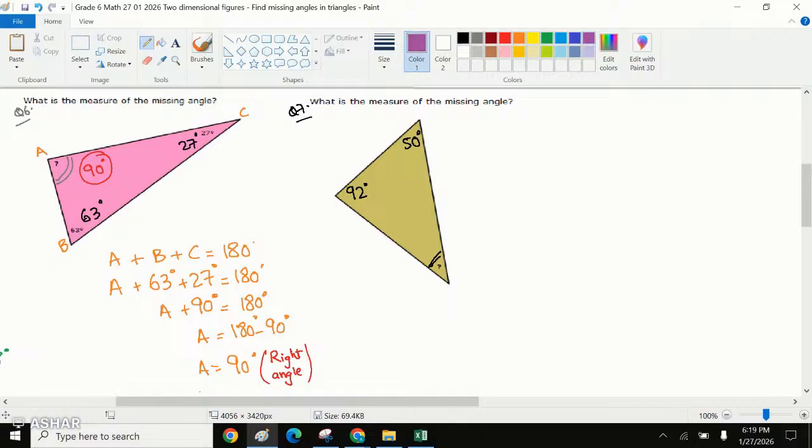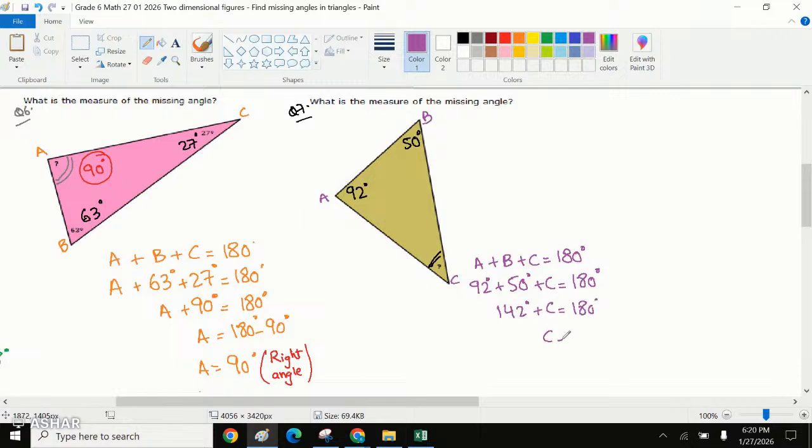So we can label. So can I say A plus B plus C? When we add the three angles, the sum should be equals to 180. Angle A is 92. Angle B is 50. C is missing, would be equals to 180. 90 plus 52 is 142 plus C is 180, right?